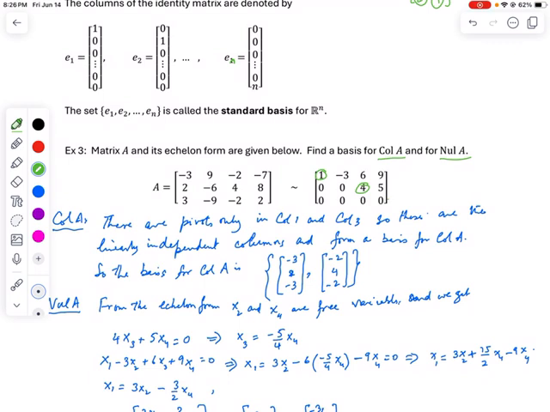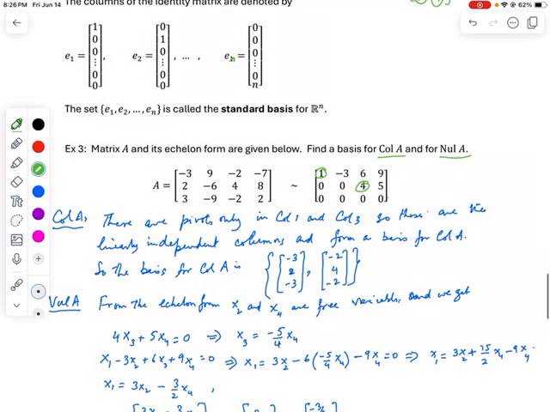We cannot have the other two, because if we combine the other two with these, or even if one of them with these two, then the set is no more linearly independent. So just column 1 and column 3. And how do you pick them? You look for the pivots. The columns which have pivots in them, that's what is going to form the basis.